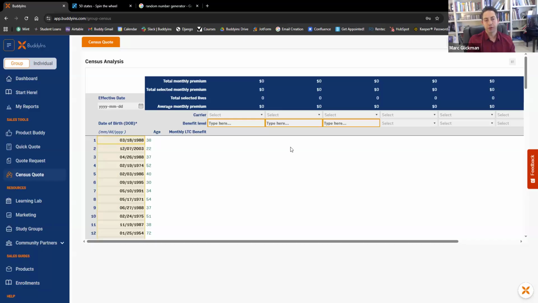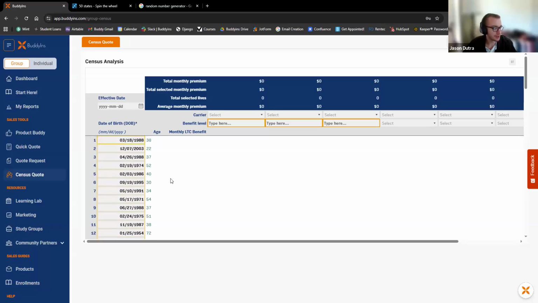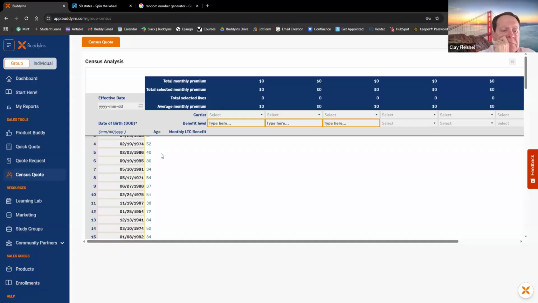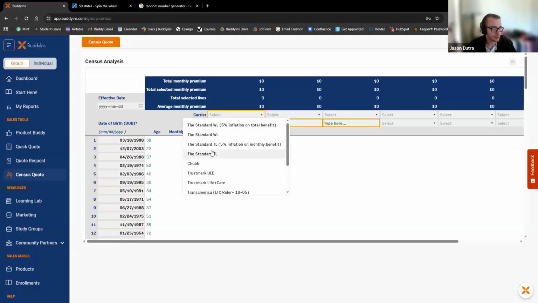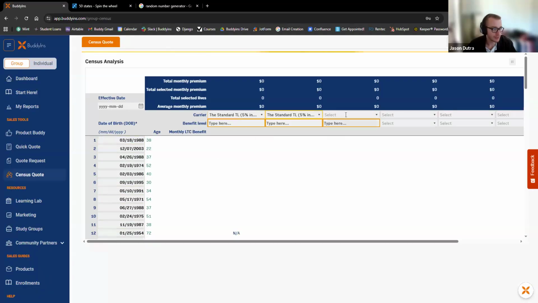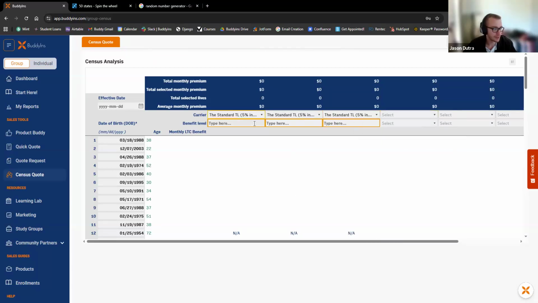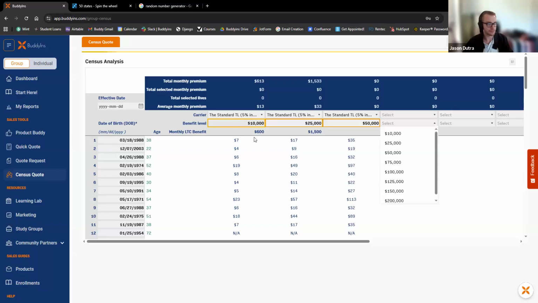And so when Jason quotes it here, those are the two options that you should show to them, the most common options. So here's an under 100 employee sample group here. I've got all their dates of birth in. We're converting the date of birth to age automatically in the census quote. And let's just say we're going to do the standard term. We'll do the 5% on the monthly benefit for kicks. And we'll just stick with three cells here, but I want to do 10,000. I want to see 25,000 on the death benefit, and I want to see 50,000.